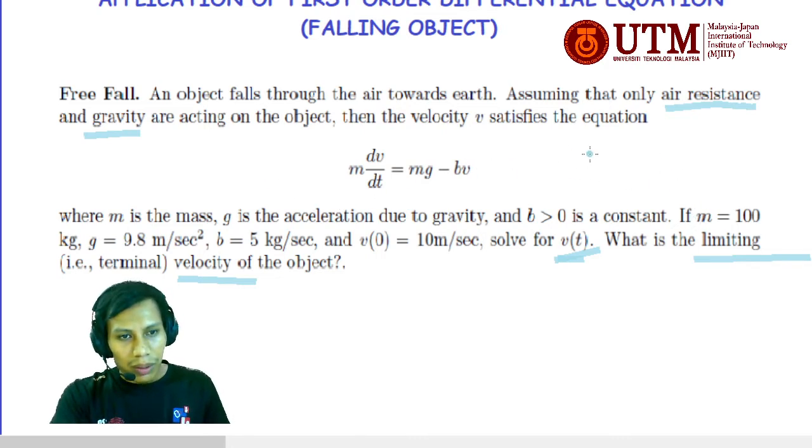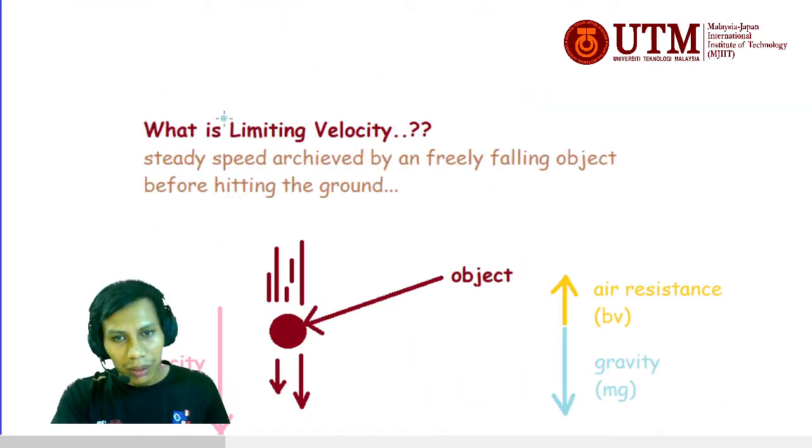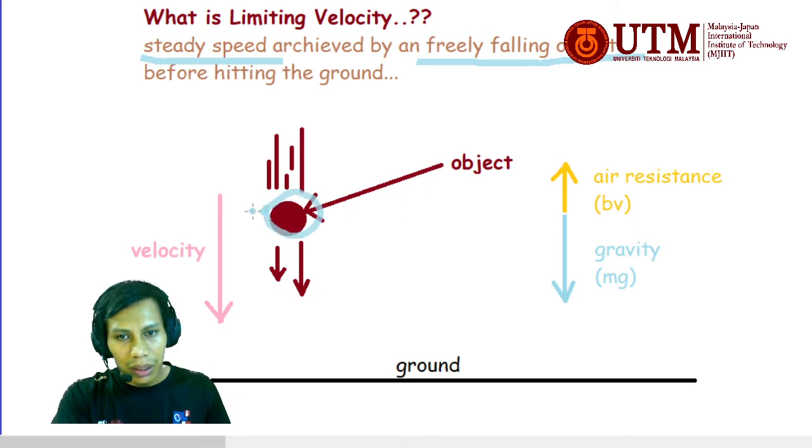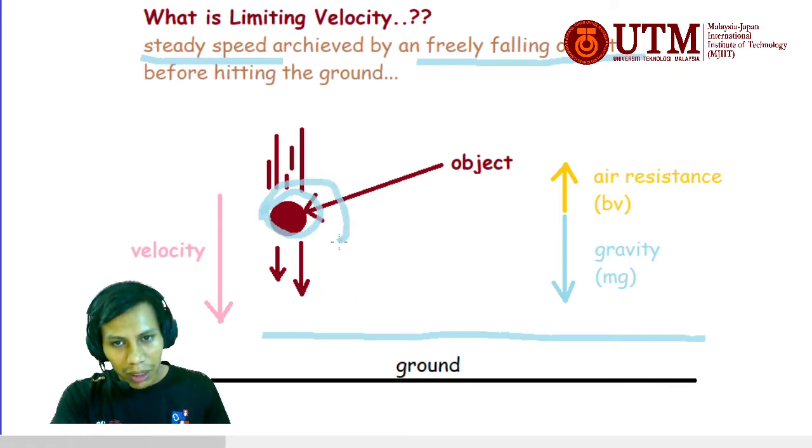To solve this, first we need to know what is limiting velocity. Here is the definition of limiting velocity. Limiting velocity is a steady speed achieved by a freely falling object before it hits the ground. Here is the example. This is the object here, the velocity here, and these are the two forces acting on the object. The air resistance is pulling upward and the gravity is pulling downward, and here is the ground. So the limiting velocity is the speed achieved by this object before it hits the ground.